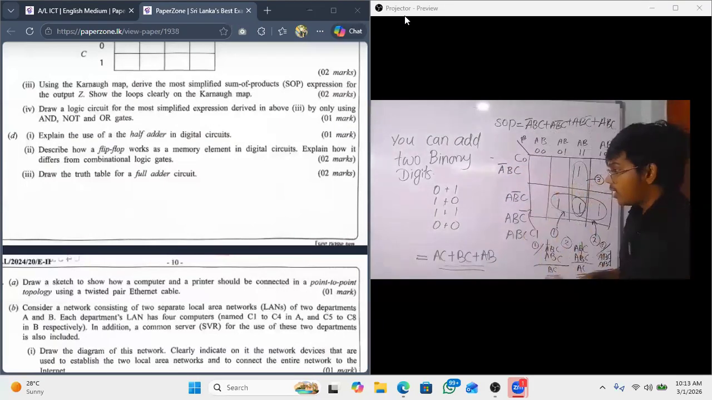So that is the full adder. Nothing deep. The question is only asking, explain the use of a half adder.